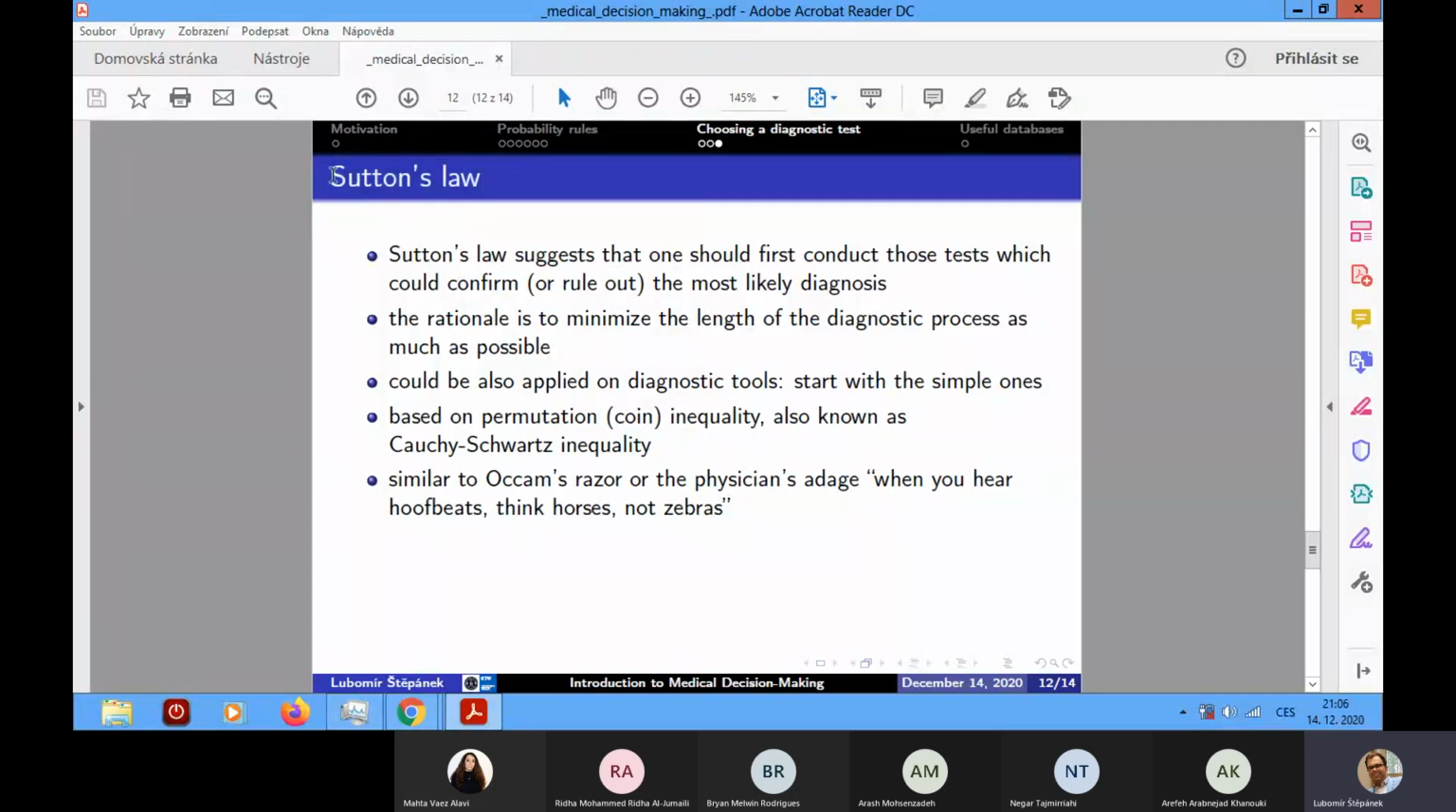But as you know, it usually goes this way in medicine, that it also got its own name. It's named after Sutton, and I forgot his first name, but don't be mistaken. He wasn't a professor of medicine. Absolutely not.